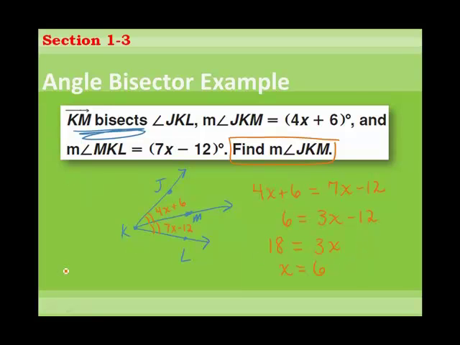So we would do the measure of angle JKM is equal to 4 times 6 plus 6, which would be 24 plus 6, which would be 30 degrees. That's the measure of angle JKM.